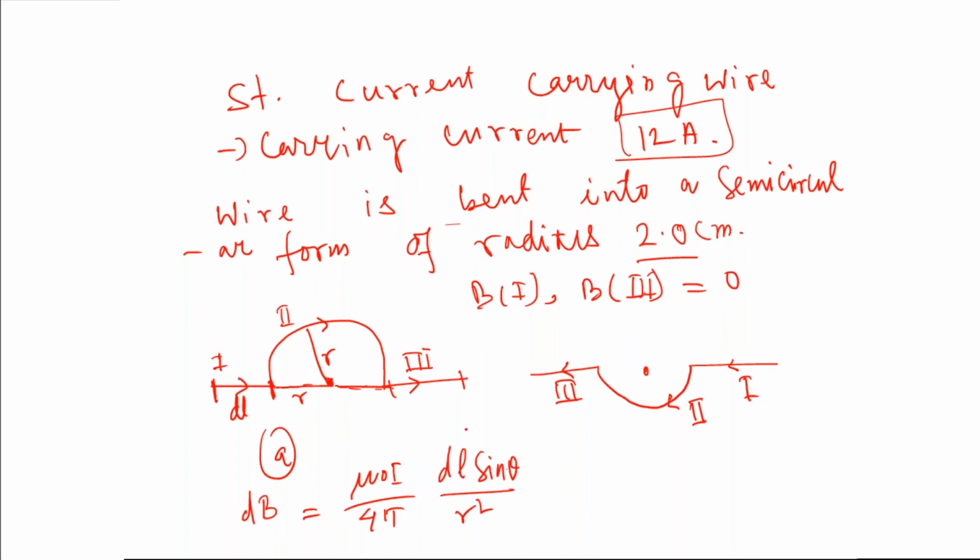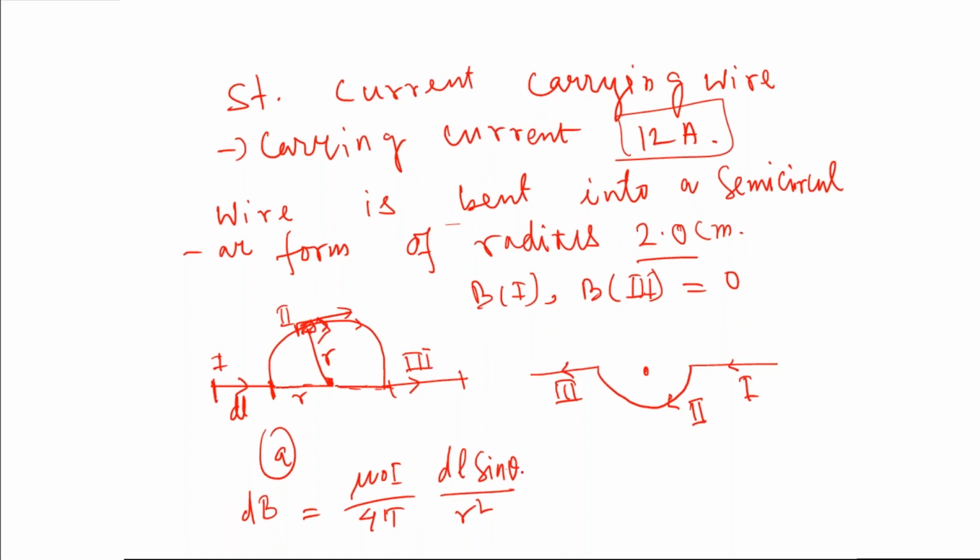So semicircle means what? See, if I take a small element here, as I said, you have to take the direction of that element in the direction of current, and you have to draw the tangent over there. So the tangent and the radius of the circle always make an angle of 90 degrees. So here theta will be 90 degrees for the curved path.